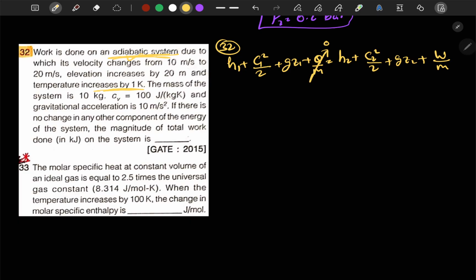So let's see what has been asked. Since they ask for the magnitude of total work done, we have to calculate total work. So total work we can calculate by calculating all these terms. So let's see what is given here. The velocity changes from 10 meter per second to 20 meter per second. Let's talk about H. The temperature increases by 1 Kelvin. It means that H1 minus H2 will be minus 1 Kelvin. Okay, so the Cp or Cv is 100.